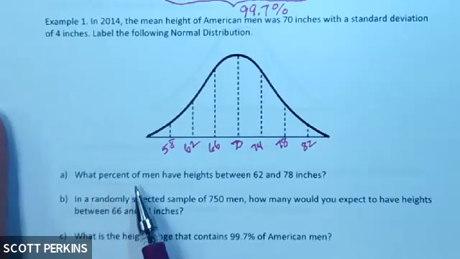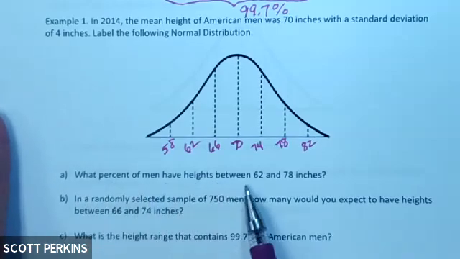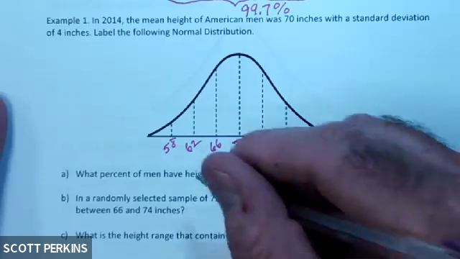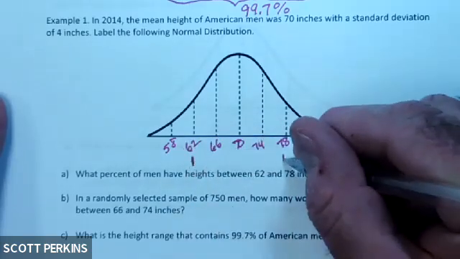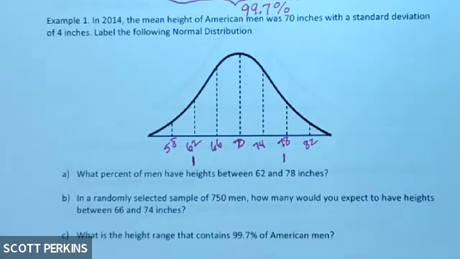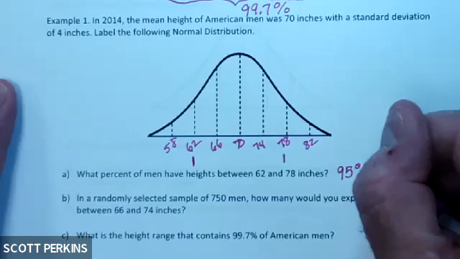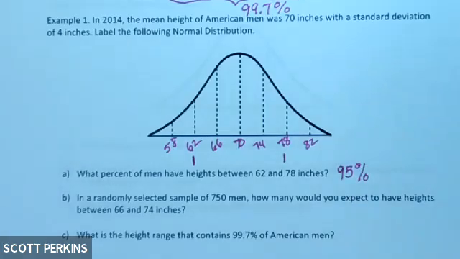What percent of men have heights between 62 and 78 inches? From 62, which is right here, to 78, which is right here. What percent according to the empirical rule? Yep, 95%. So in the United States, 95% of men are between 62 and 78 inches tall.